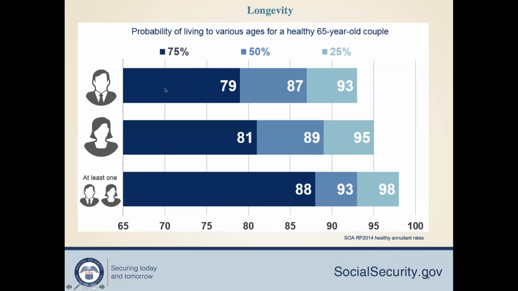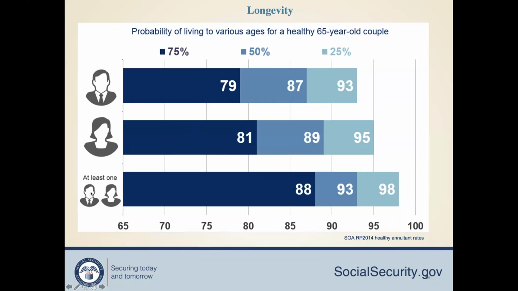So they are saying that for a man, obviously their mortality is higher and their longevity is lower than women. There is a 75% chance that they will live until at least 79, a 50% chance at least until 87, and 25% until 93. Whereas women have slightly higher ones: 81, 89, and 95. 75% chance that they will live to 81.